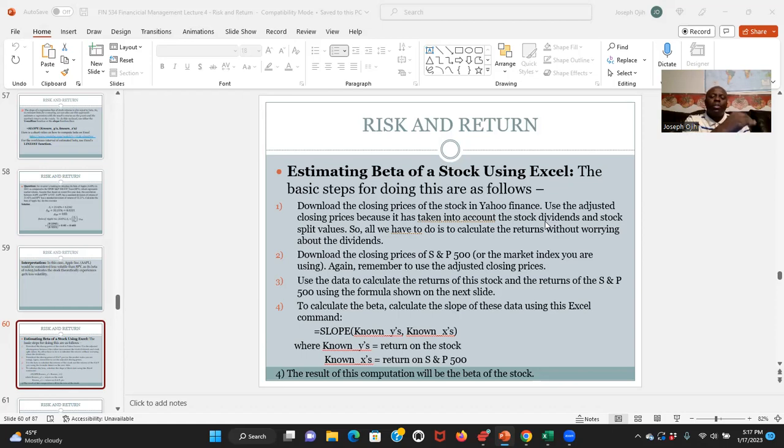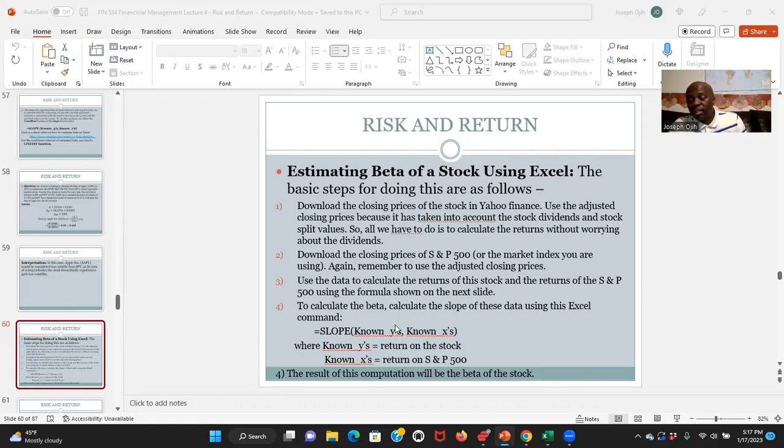Now, step 2 is to download the closing prices of the S&P 500 or any of the market index you are using. Again, use the adjusted closing prices. Then, using those data, calculate the return for the stock and for the market index. Then after that, you calculate the beta using this formula.